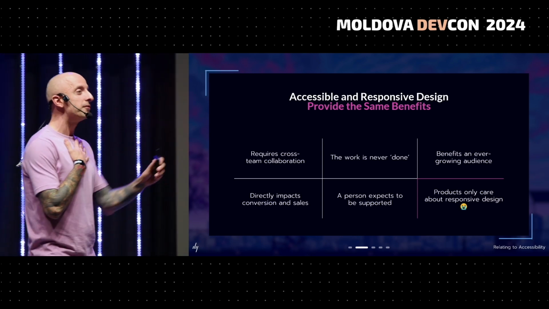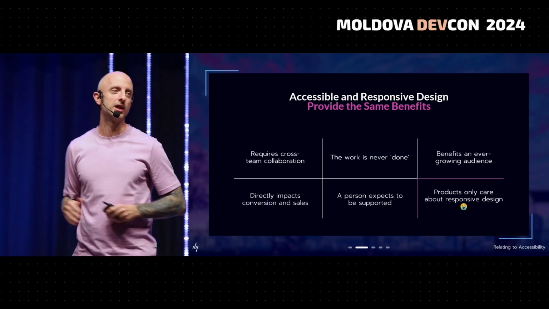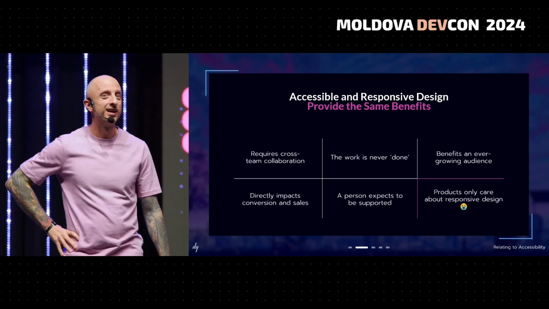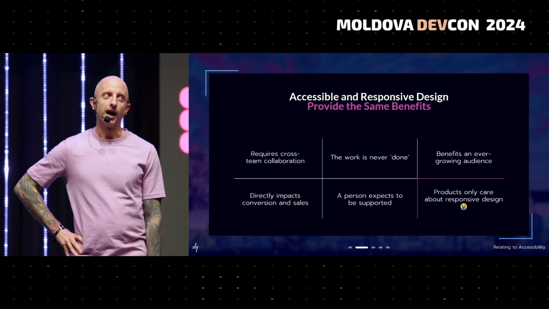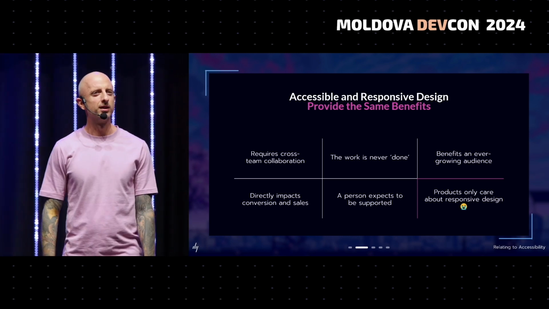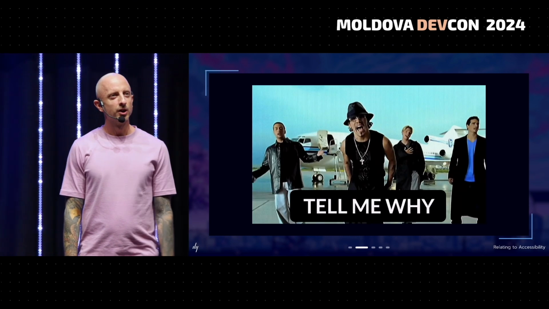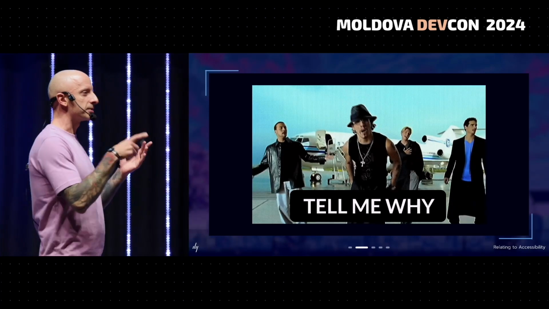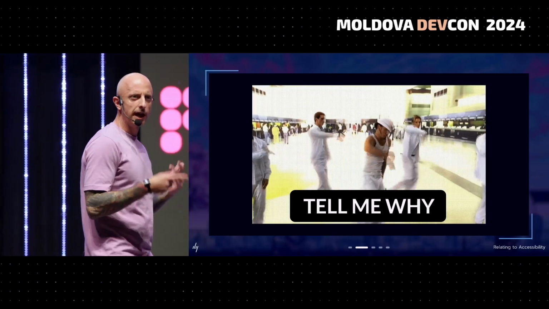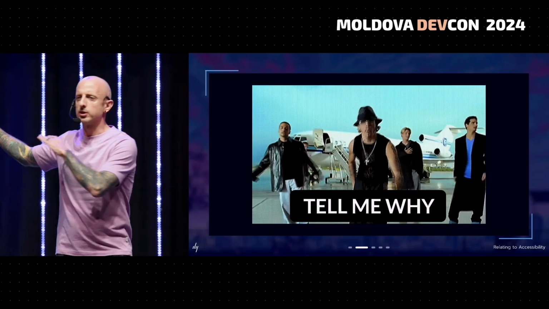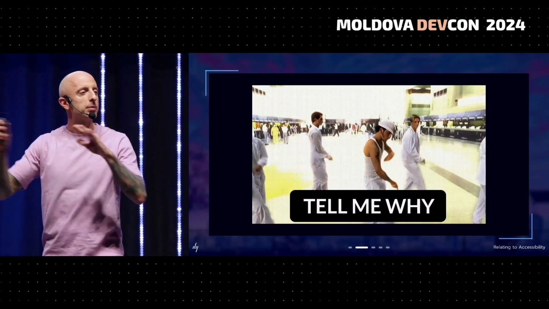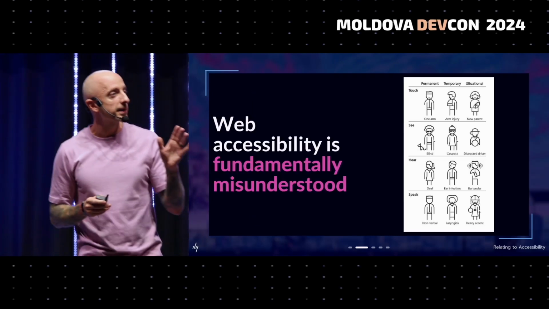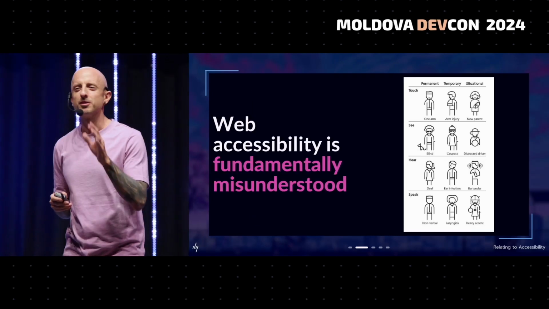So I'm here advocating for accessibility to be considered the same way as responsive design. But I'm looking at that list, and I'm just thinking, I want it that way. So tell me why. Why is accessibility not held to the same standard or the same regard as responsive design, even though we've just covered all the similarities? And I believe this boils down to one key point. And that is that web accessibility is fundamentally misunderstood.